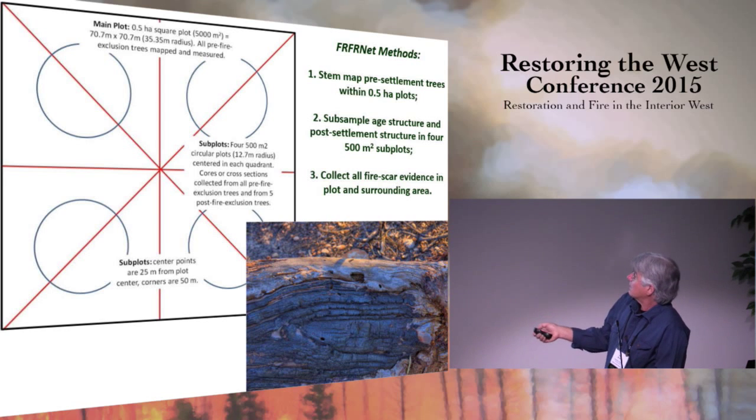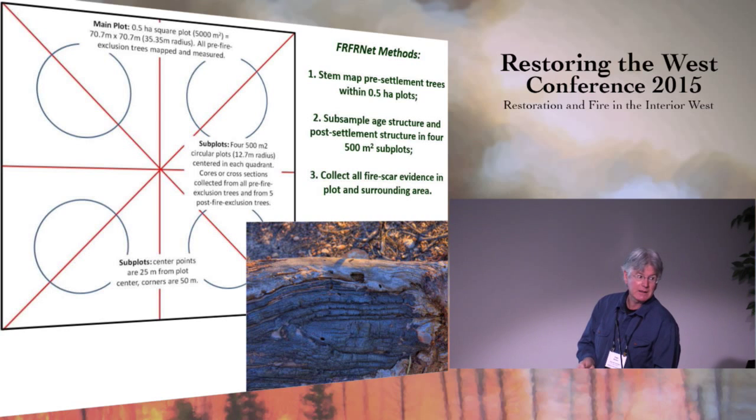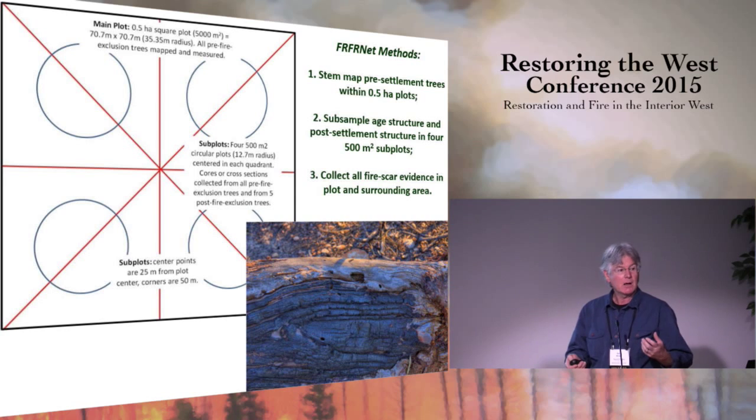So, and then we set up these four 500 square meter subplots that we actually core or section everything in there. So that's where we're getting our age structure. We're actually estimating our non-spatial structure from those four subplots. So we know exactly which trees were present in 1860. 1860 is our target date.